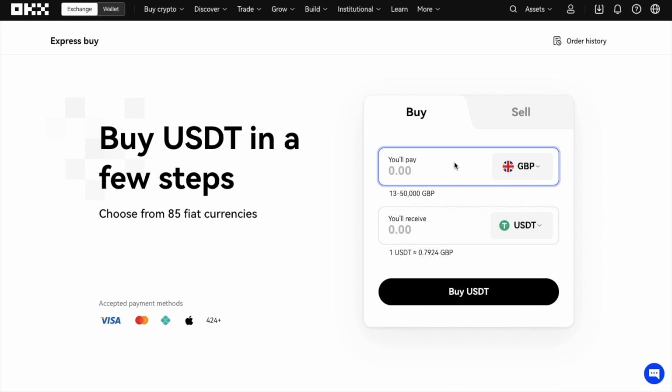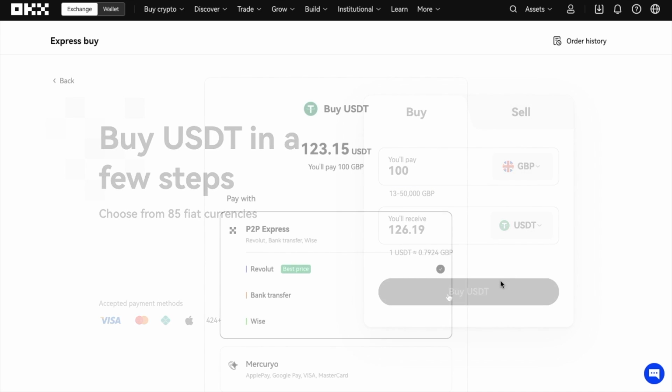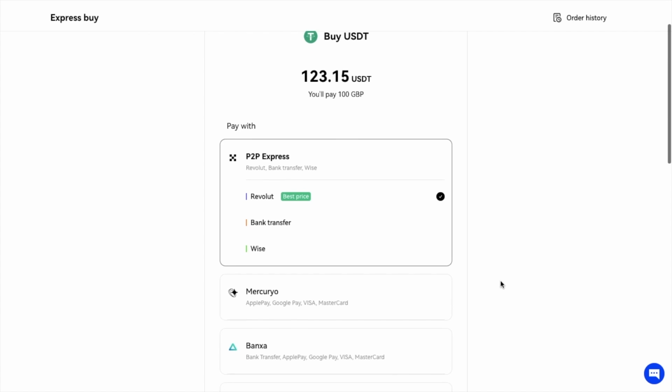You then enter the amount that you'd like to buy, and there is a minimum of £13, but this will vary depending on the currency that you've selected in your location. I'm going to enter £100 now, and it'll then show how many USDT I'm going to get for that £100. If I choose Buy USDT, it then shows the different buy options available.